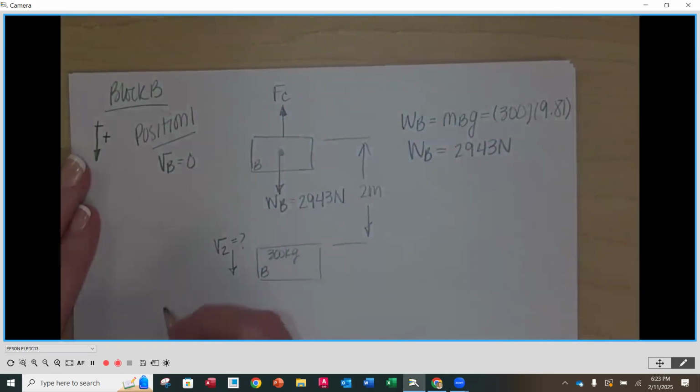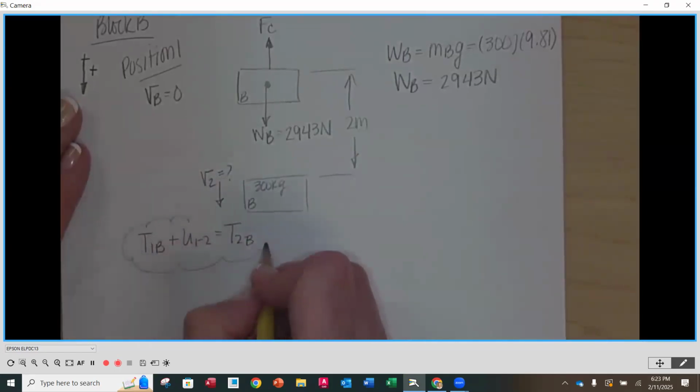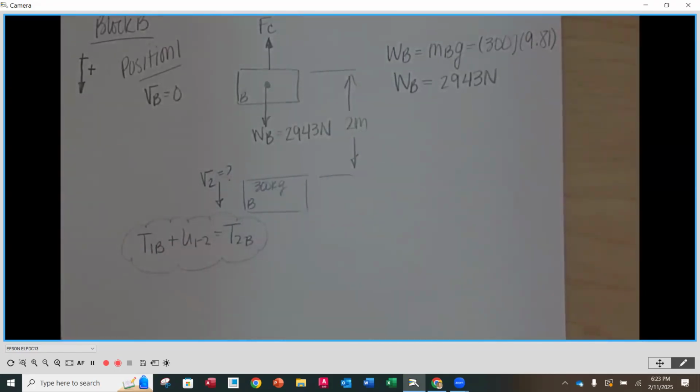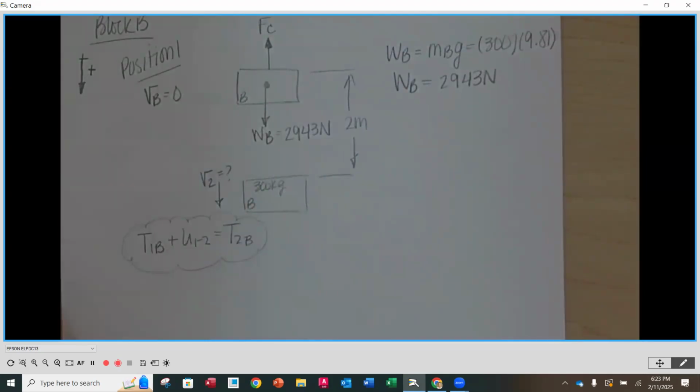So looking at this, we're using the work energy theorem. We're going to have T1B plus work 1 to 2 between those two positions is going to be equal to T2B. This is our base equation that we're working with. Now T1B, because there is no velocity, there's no movement, there's no kinetic energy. So just like T1A, that T1B is going to be 0 as well.